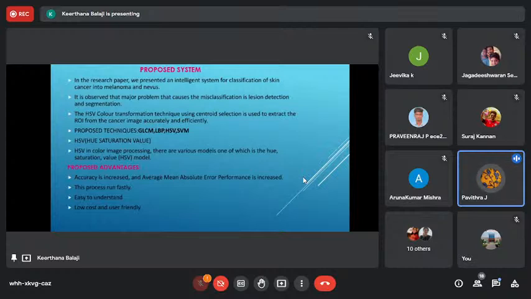Now we are going to see the advantages of the proposed system. Accuracy is increased and the average mean absolute error performance is also increased. This process runs fast. It is easier to understand, and it is low cost and economic friendly.